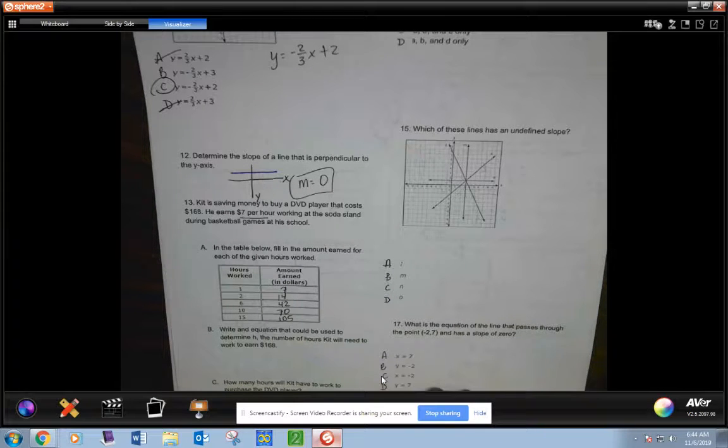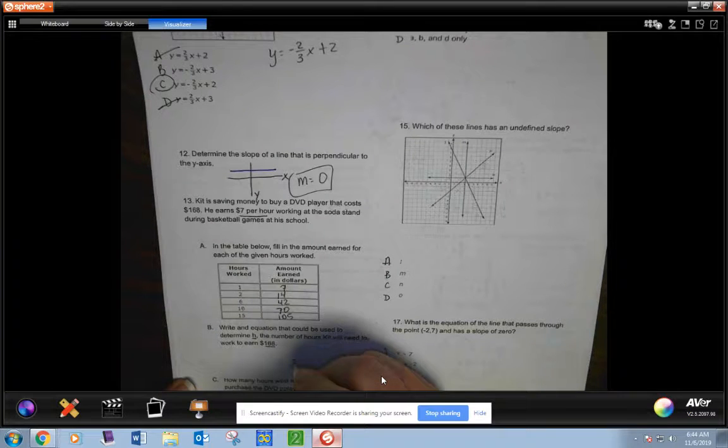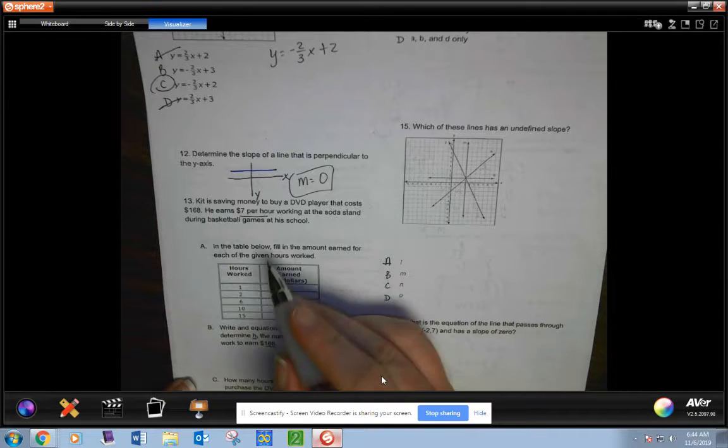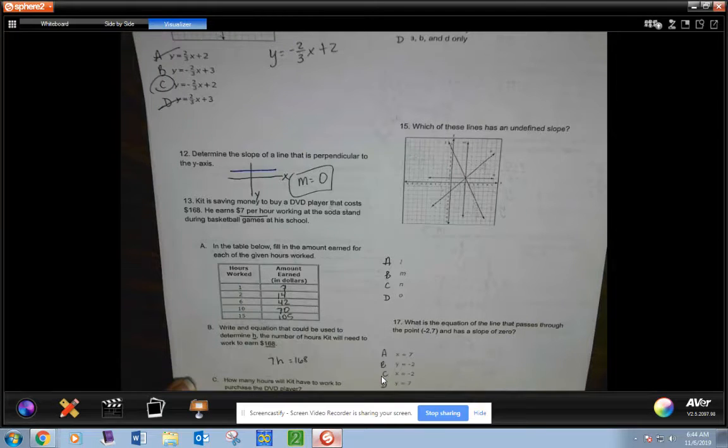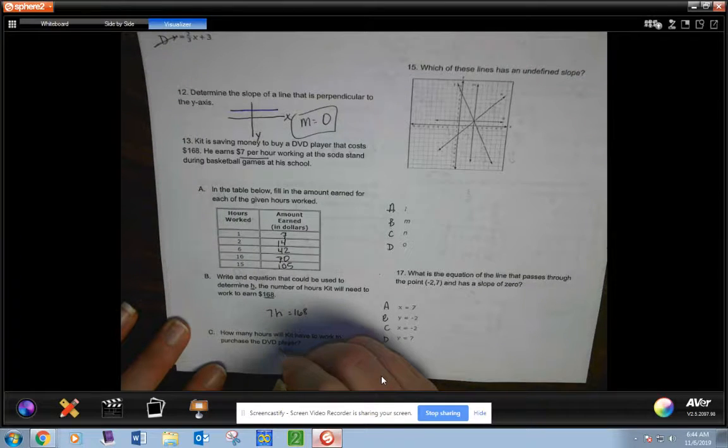Okay, now it says write an equation that could be used to determine H, the number of hours Kit will need to earn $168. This is what he wants to make. Well, we know he makes $7 per hour, so that's your equation. And then how many hours will Kit have to work to purchase the DVD player? So we want to find H, so we're just going to take 7H equals 168 and solve for H. So 168 divided by 7 is 24 hours.